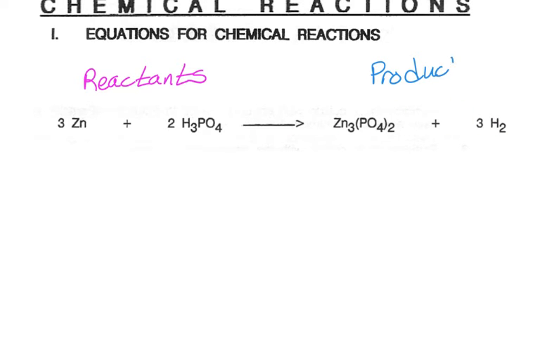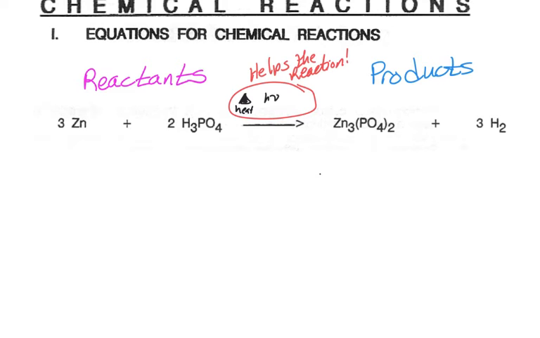Anything on top of the arrow is going to be something that helps the reaction but isn't changed in the reaction. So it's not part of the reaction per se. It might be needed for the reaction to occur, but it itself does not change during the reaction. Some things that are commonly on top of the arrow are heat, light, or a specific catalyst. What else can we see?